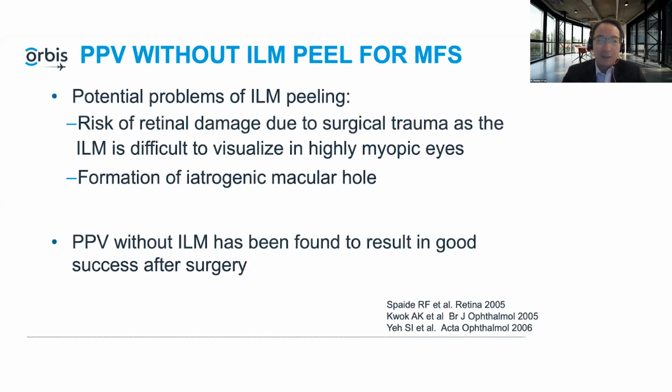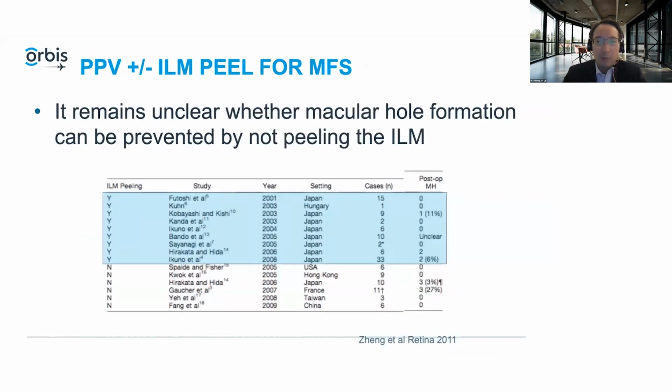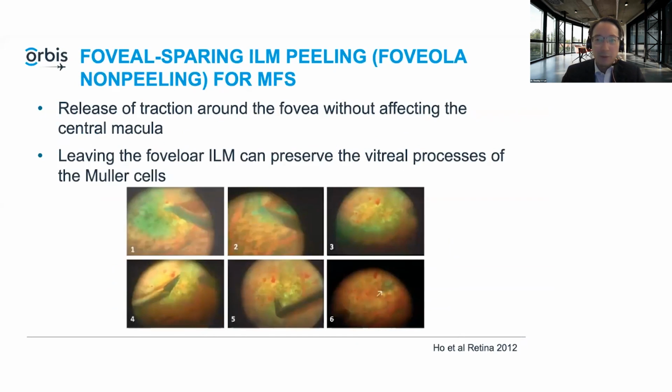A few studies have been performed showing that standard vitrectomy without peeling can still result in good success. This meta-analysis showed that the anatomical and visual outcomes were similar with or without ILM peeling. But in terms of macular hole formation, the numbers were quite small, only about 10 or 20% in some series, and many series did not have any. So it still remained unclear whether peeling the ILM would cause macular hole formation or not. Nonetheless, some groups advocated the use of foveal sparing ILM peeling.